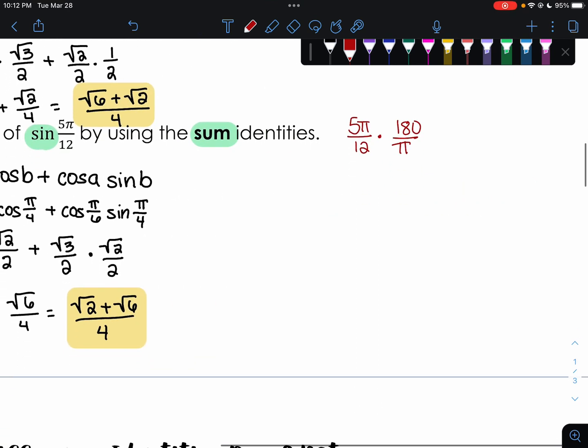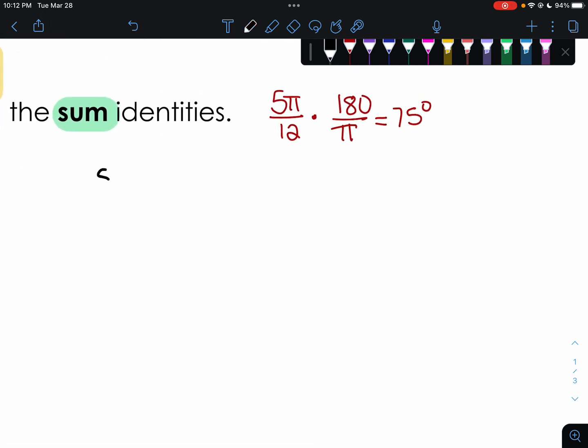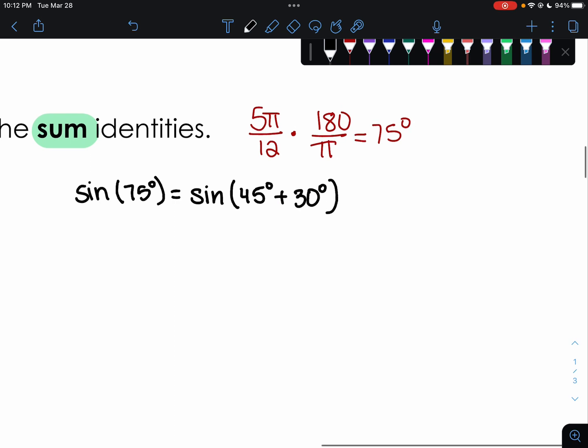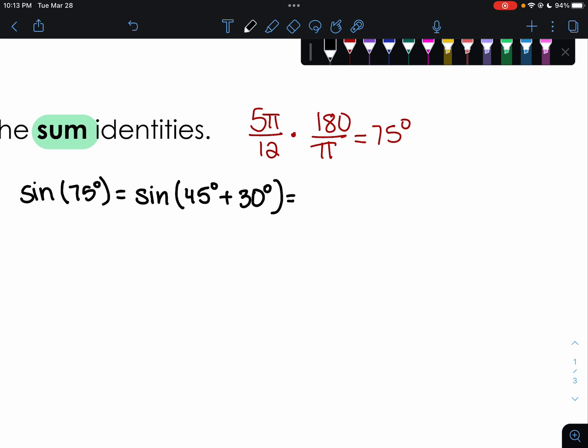So what we can do now is break down sine of 75 degrees. If I think about two numbers that can add to get me 75 degrees that I know, I would use 45 degrees plus 30 degrees. That would give me 75 degrees. So now we're going to plug them into the formula. I have sine of 45 times cosine of 30 plus cosine of 45 times sine of 30.